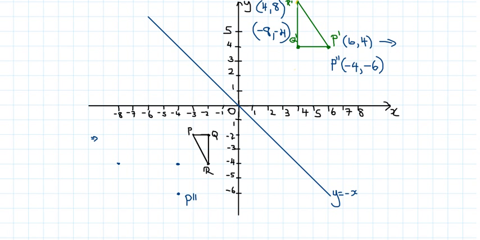Okay, so this one is q double prime, and this one is r double prime. Okay, and now all we do is connect our points. Alright, and we have our transformed little shape here. Alright, and that's that. So this is our reflection in the line y equals minus x.